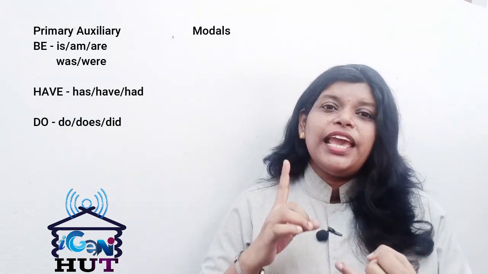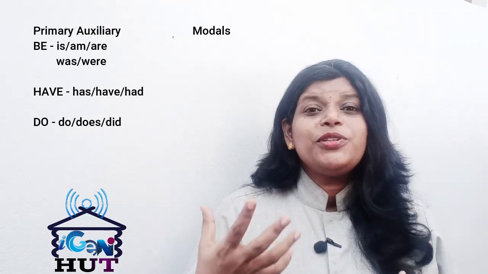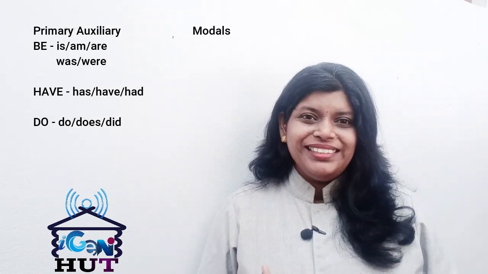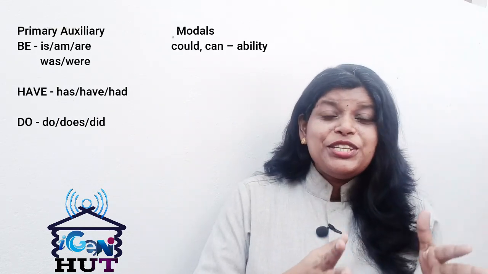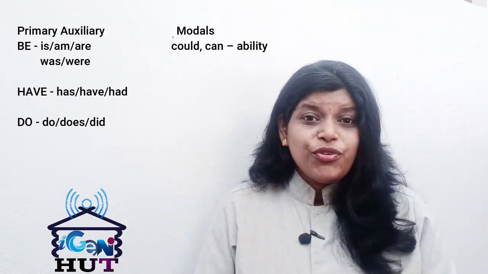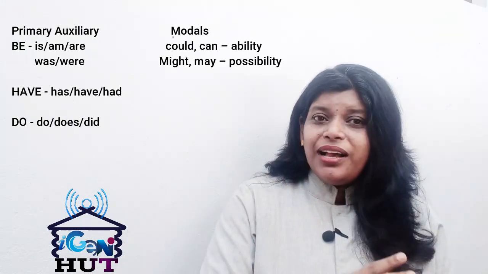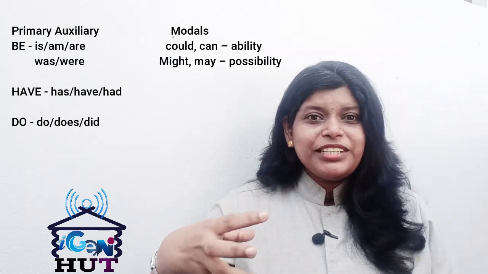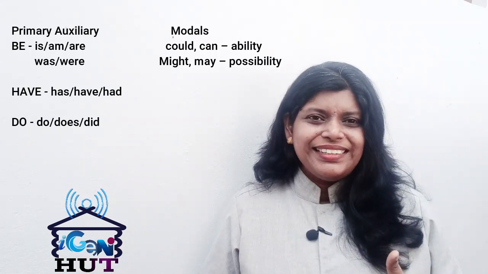Now the second one is modal auxiliary verb, and that is used to show the ideas of possibility, ability, necessity or intention. It is used before the main verb as a helping verb. For example, can and could are used to show the ability of doing something. He can drive a bike. It shows the ability. May and might are used to show the possibility of something. He may come tomorrow. Possibility.